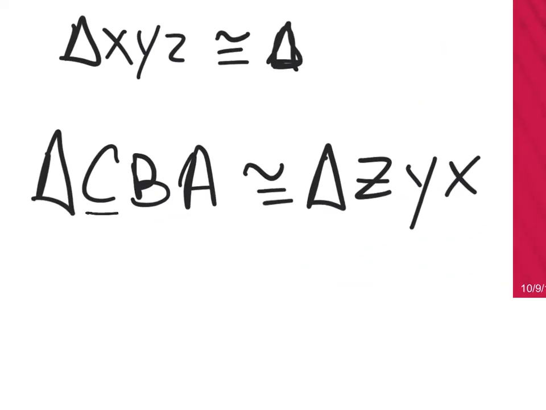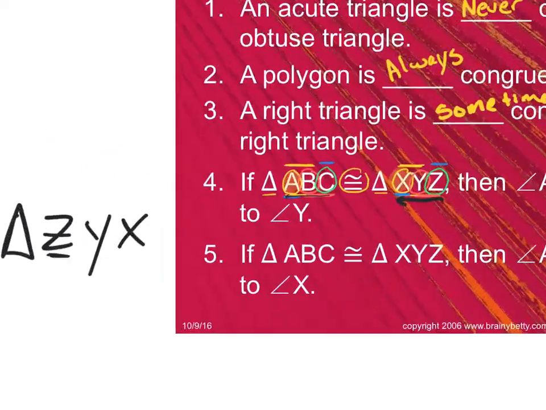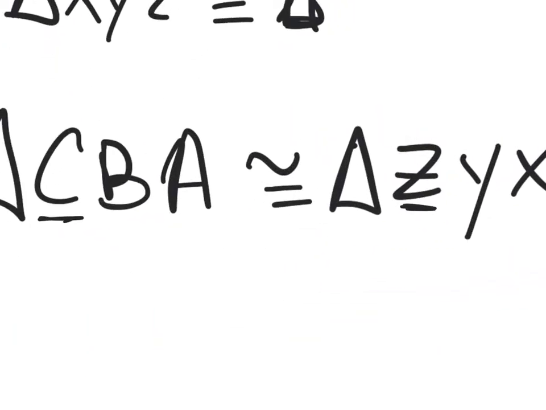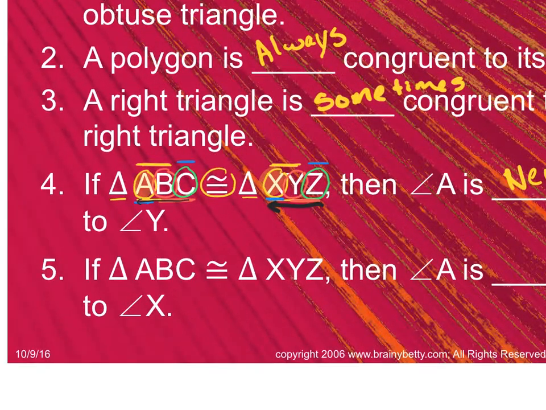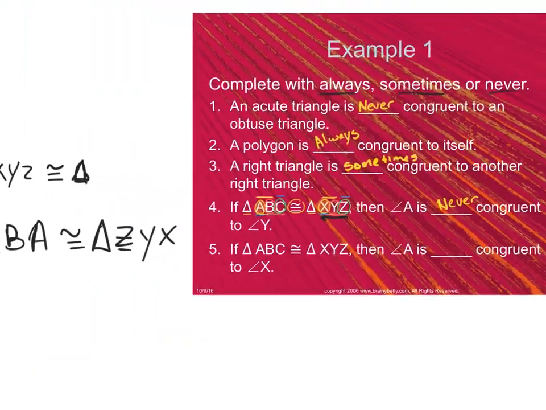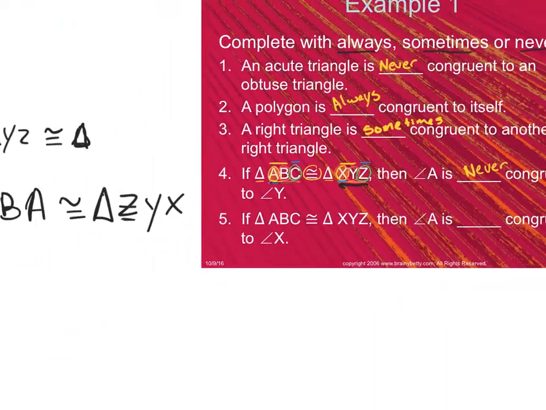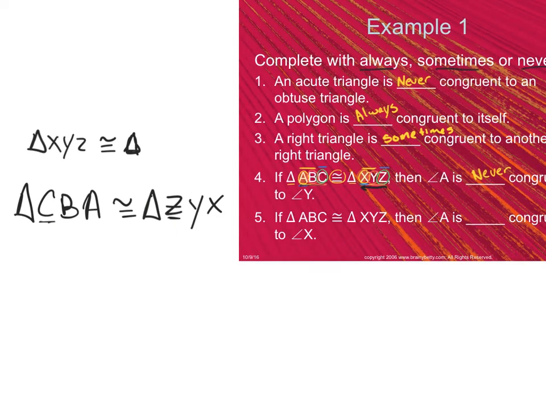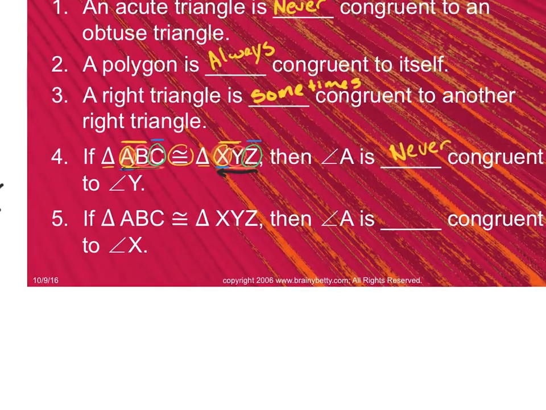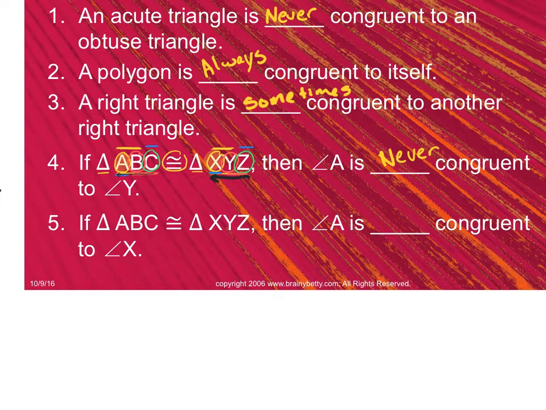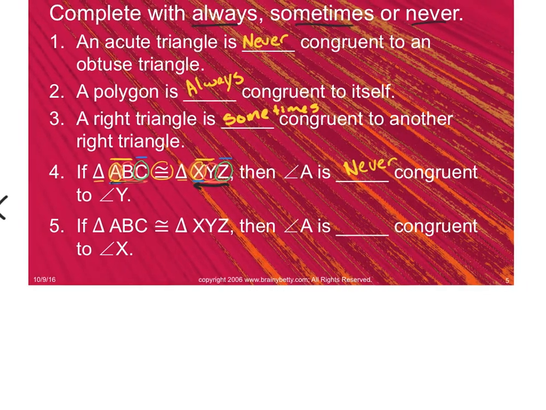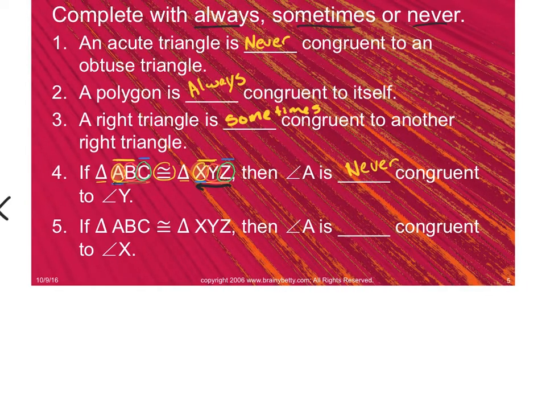And notice when I wrote it backwards, C matches up with Z. Let me just make sure that was true. Look, it matches. B is congruent to Y. Notice that matches in this one too. And A is congruent to X. Sorry, I said Z earlier. Okay, using that, if triangle ABC is congruent to triangle XYZ, then angle A is congruent to angle X. Always. Because we have to write them in such a way that it shows the congruent angles and the congruent sides.